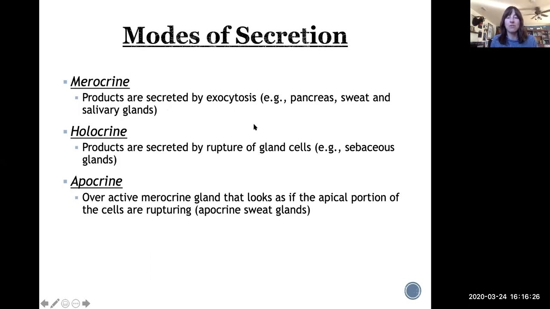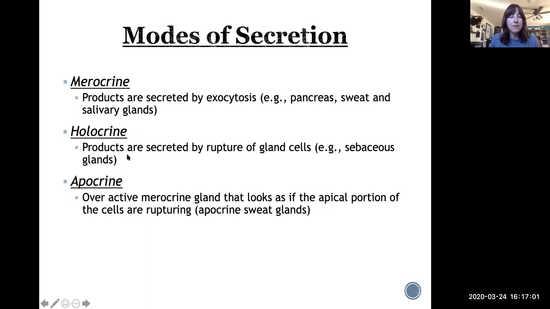They can be secreted by exocytosis. So that is, of course, within a cell, producing the substance, then releasing it into the outer environment by the joining of a vacuole on the inside of the cell with the plasma membrane, and then opening up that vacuole to the outside of the cell. Pancreas, sweat, and salivary glands are merocrine glands, which is what we call glands that secrete their products by exocytosis.